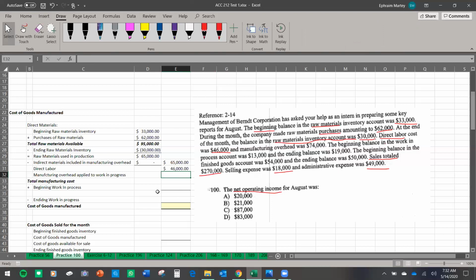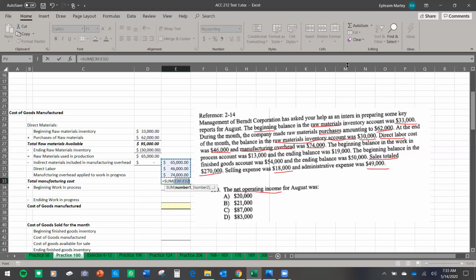And what is our manufacturing overhead? We need to do the same thing. Manufacturing overhead was 74,000, so we put 74,000 here. We add those three together to give us our total manufacturing cost, which is 185.